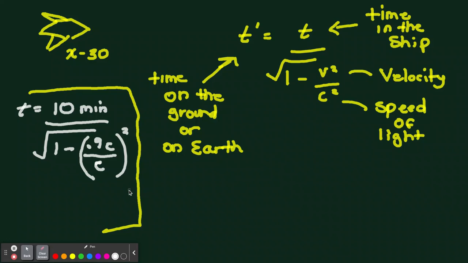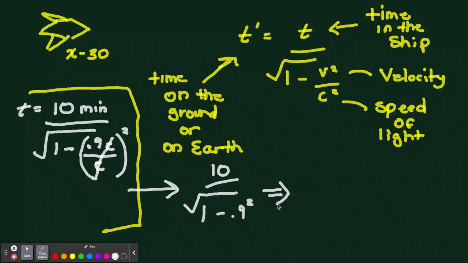And from this formula, we'll get an answer, right? So what we can do is cancel out the c's. We have 2 c's there. So we're now left with 10 over the square root of 1 minus 0.9 squared. Put a little arrow so we can keep going. And what do you think we'll get then?